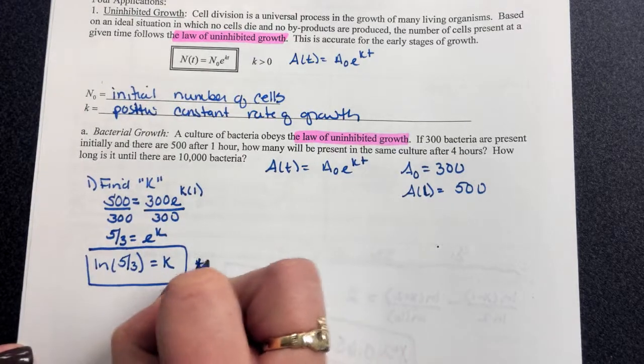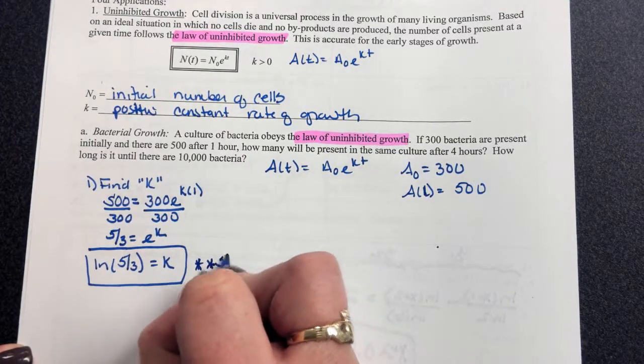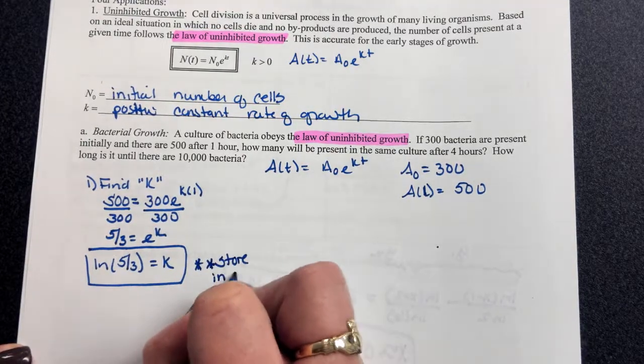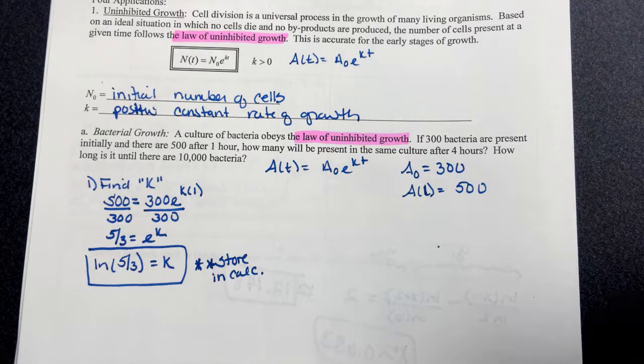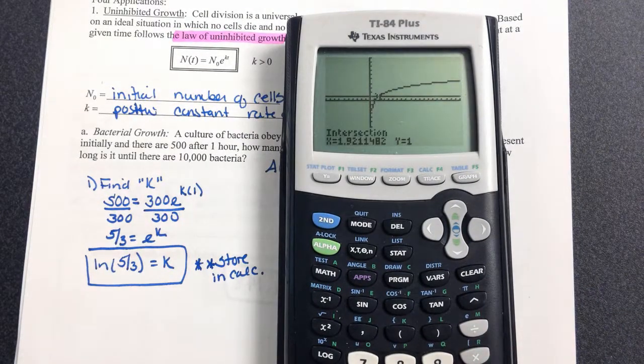Now, this is where I'm going to star this. I'm going to highlight this. You want to store it in your calculator. Do not round it to 3 decimal places, because that's not my final answer, is it? I have to use that now to answer some questions. You can get significantly further and further away from what the answer is going to be if you round this at this particular point.